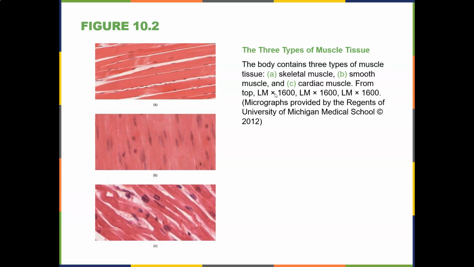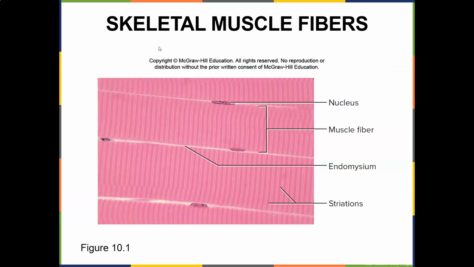So here are the three types. A is skeletal muscle, B is smooth, and C is cardiac. So if you look at skeletal muscle fibers, they're going to have a nucleus, they're going to have the muscle fiber here, they're going to have an endomysium, and they have striations. So you should be able to recognize a skeletal muscle in histology. Okay, and we'll talk about what the endomysium and perimysium are in just a second. Those are layers.